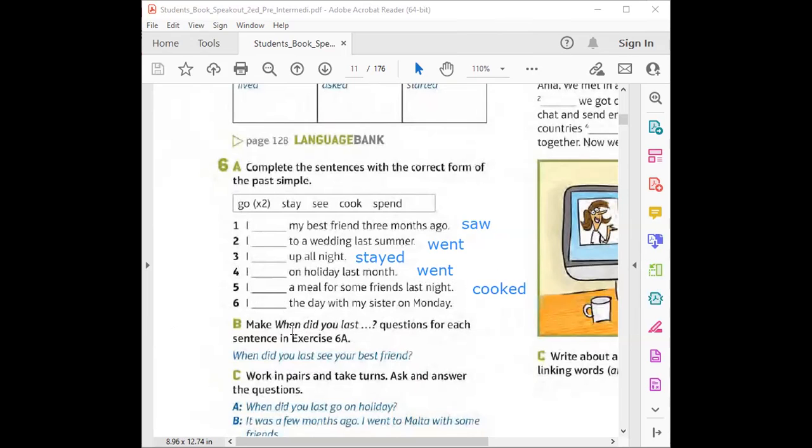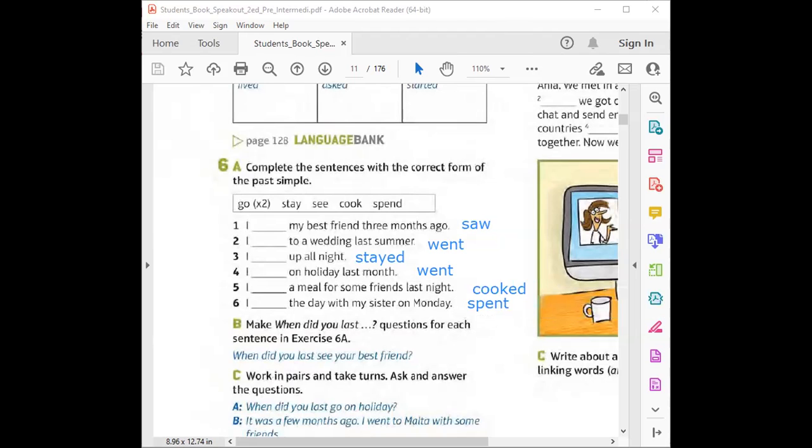And the last one, I spent the day with my sister. Surprisingly, we didn't use go at all. Oh, we used it, right? Went, my bad. Okay, spent. All right, so far, so good.